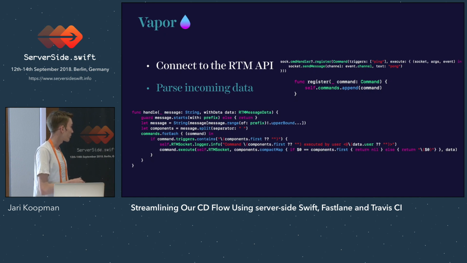And then we take all the components, split by spaces, and then for each command that we have registered to our command handler, we check if the triggers for that command contain our first component, which is the command name, or the command trigger. And if it does, first off, we just log some info, and then we execute the command, and we pass it down our real-time messaging socket, the components, but we remove the first one, and the data we get in, which is the message data. So this is how we parse our incoming data and decide what we want to do.